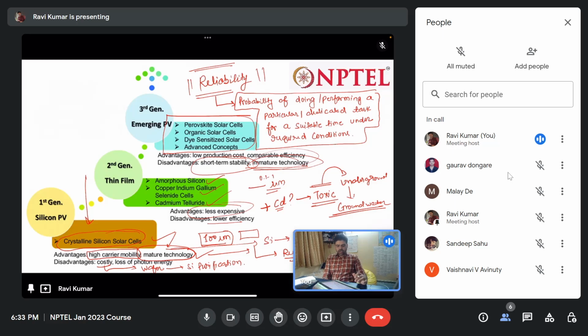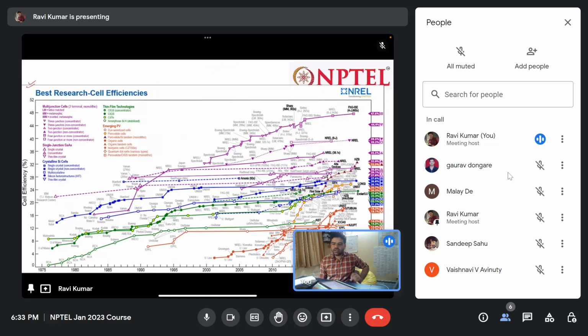I have a diagram as well. This is the most important diagram you have ever seen. It tells about the efficiency of solar cells over different time. First let's take the crystalline silicon cells. This blue color is the crystalline silicon cells. They started with around 14% efficiency, and today they have around 26% efficiency.